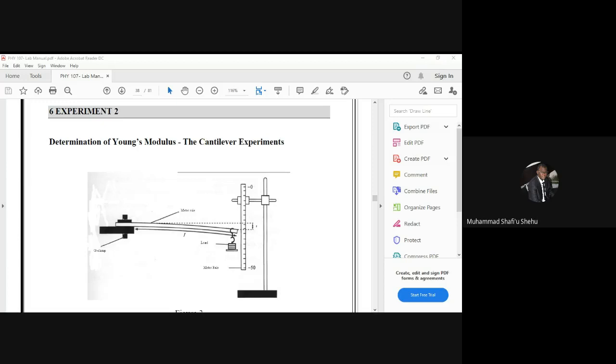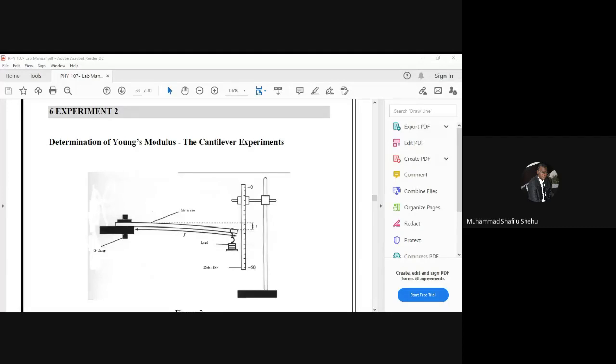For example, you're holding a meter rule horizontally. The only support you have is the part you're holding at one end. The other edge is going to have an extension, either a depression or an extension, but mostly a depression.